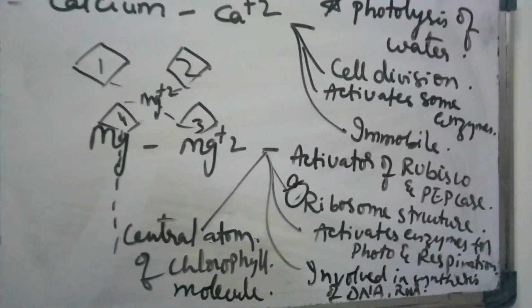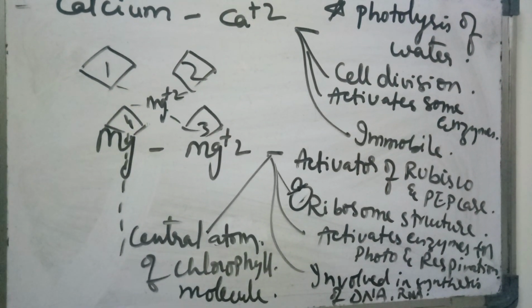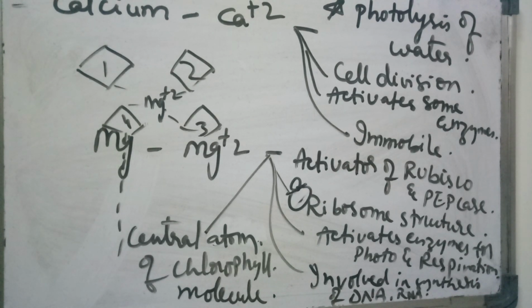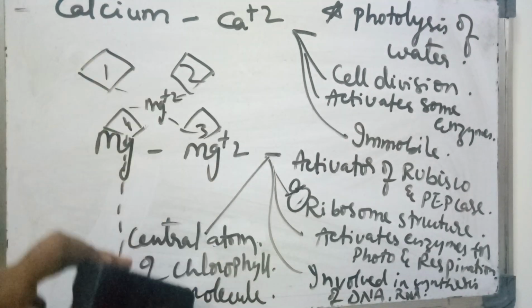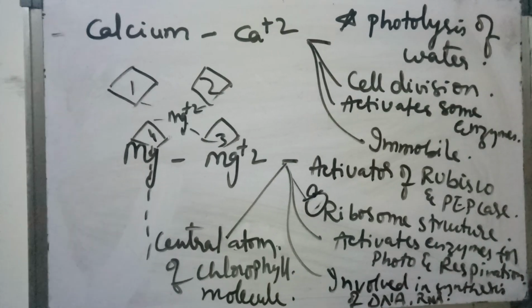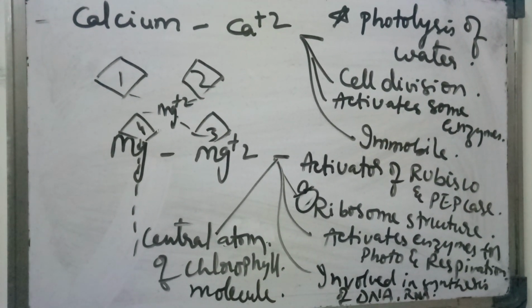Under magnesium's role, what you have to write is that magnesium is the central atom of the chlorophyll molecule, especially in the porphyrin head, in the head of the chlorophyll molecule. You will understand everything during photosynthesis. Just write here: Mg+2 is the central atom of the chlorophyll molecule.